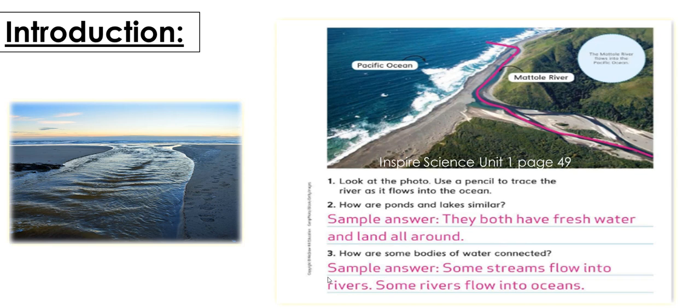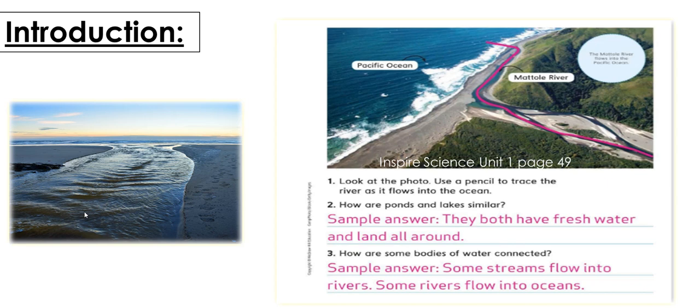So here we have a very interesting slide. You can find the same picture in your Inspire Science book, Unit 1, on page 49. Here we have two pictures of rivers. What are rivers exactly? They are large flowing bodies of fresh water. Now look at this water. It's flowing. That means it's moving. And this water in the river is fresh water.